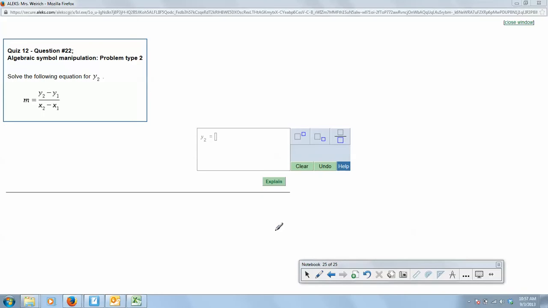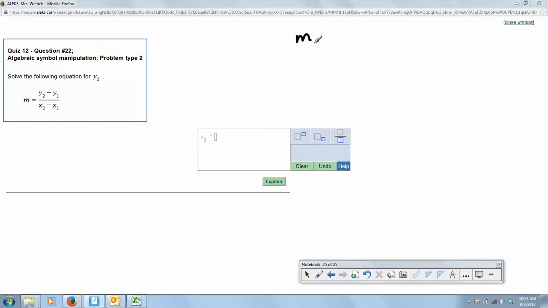The topic is called Algebraic Symbol Manipulation, Problem Type 1. I'm going to solve the following equation for y sub 2. I actually picked one of the hardest ones, because this is the one that most students ask me for the most help with. I plan on doing an easier one after this, but since this is a very common one that you need help with, I will make sure I do this one.